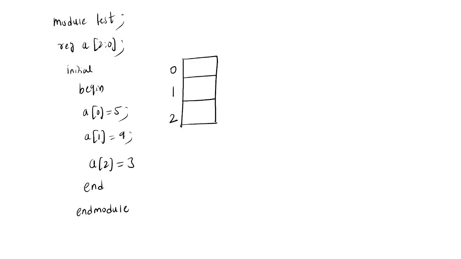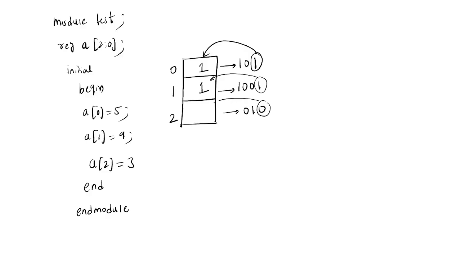But reg is how many bits? It is 1 bit. Only 1 bit it will store, so it will store only the LSB bit. It will be converted into binary, and whatever the LSB bit is, that will be stored. 5 in binary has LSB 1, so 1 will be stored. And 9 is 1001, so 1 is stored. And next, 2 is 010, so this 0 will be stored.